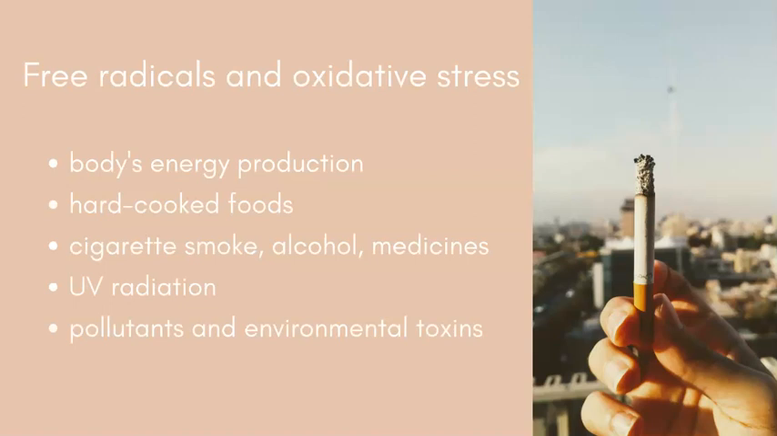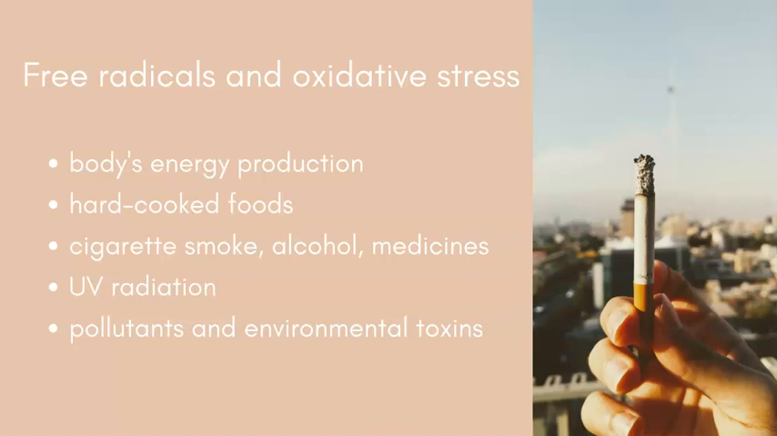Free radicals are molecules that damage cells and tissues around the body. They are created naturally in the body's energy production inside the cells. They can also be formed in overcooked foods, for example, barbecues or fried foods. You also get free radicals from cigarette smoke, excessive alcohol intake, and different medications. Free radicals are also formed when we are exposed to UV radiation from the sun. Pollutants and environmental toxins also contain free radicals.